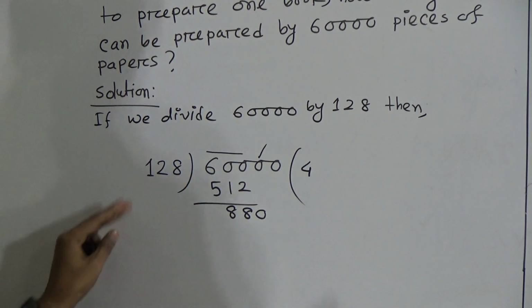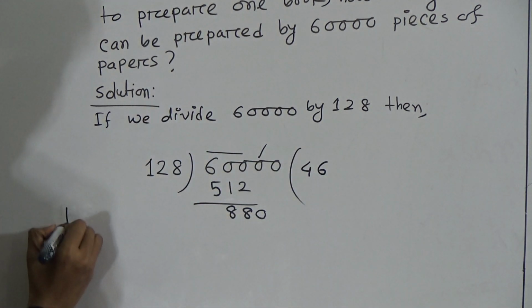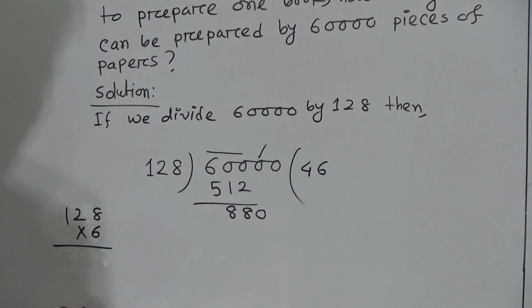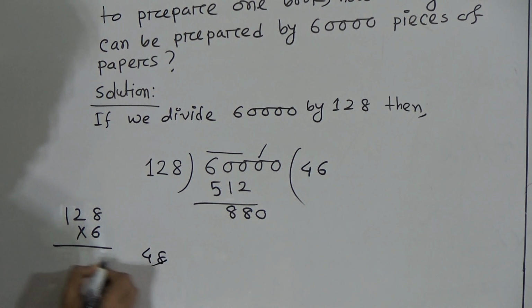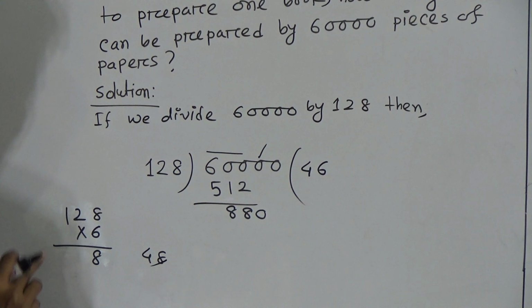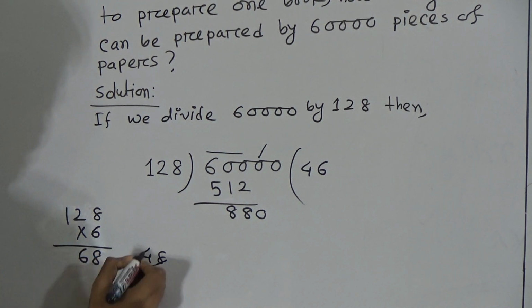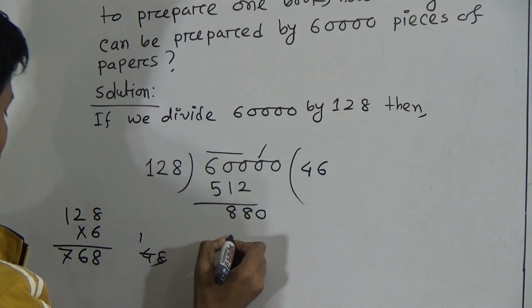Look, if we take 7 times of 128, then our product will be larger than 880. So we have to take up to 6 times. Now multiply 128 into 6. 8 6s are 48. You put here 8, and in your hand is 4. 6 2s are 12, 12 plus 4 equal to 16. And you have 1 in your hand. 6 ones are 6 plus 1, 7.